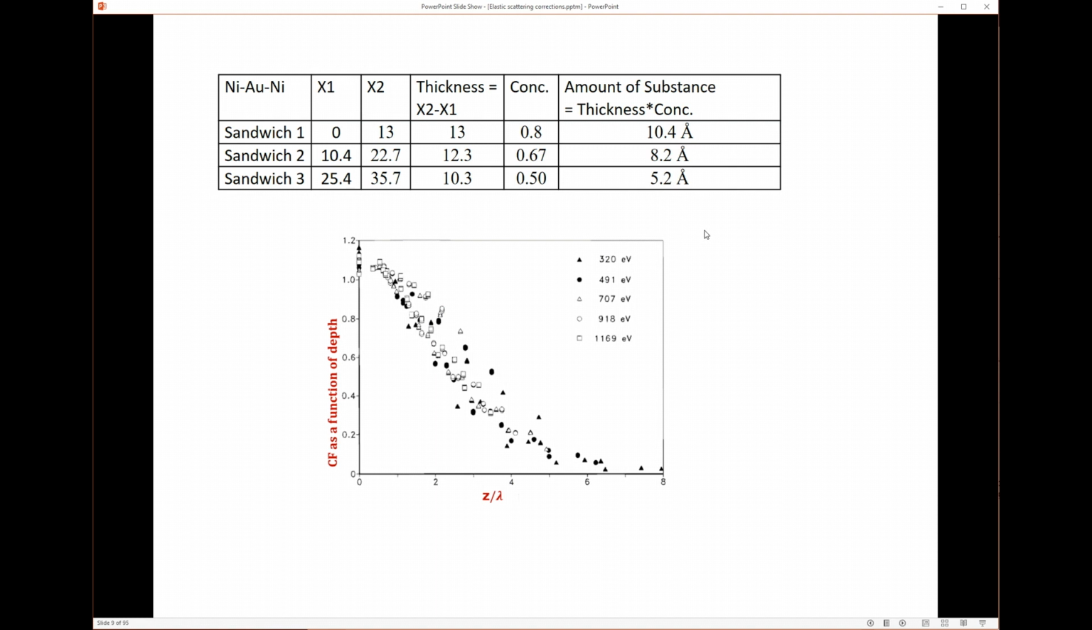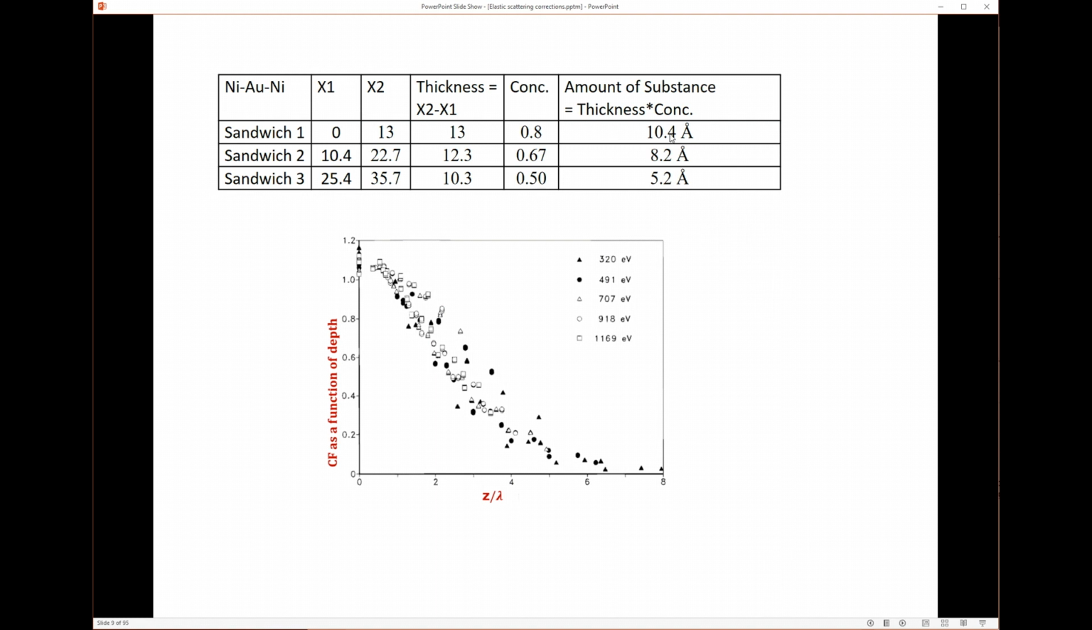We would expect that to be a constant actually, because it's the same gold atoms we're looking at. So no gold atoms are going to disappear from the sample as we deposit nickel on top. That's very unlikely.